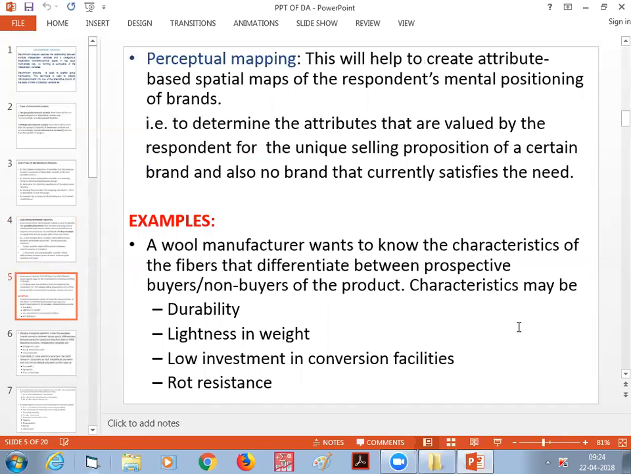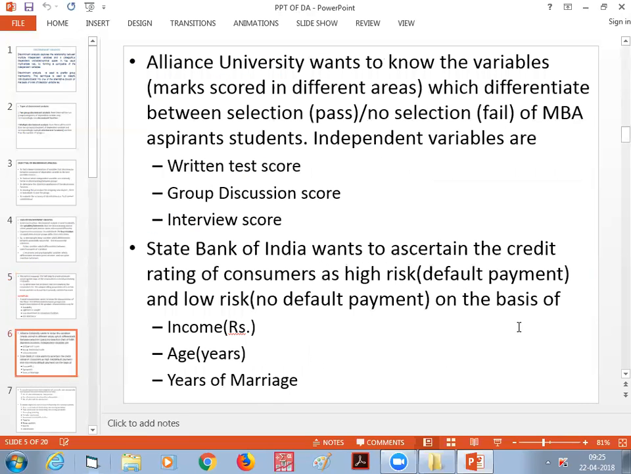Examples are given, like a wool manufacturer wants to know the characteristics of the fiber that differentiate between a prospective buyer and a non-buyer of a product. What characteristics are the buyers expecting in the fiber to purchase or not to purchase? Whether durability is important, lightness in weight, low investment, rot resistance, like that. Based on this, we can classify whether someone is a buyer of wool or not.